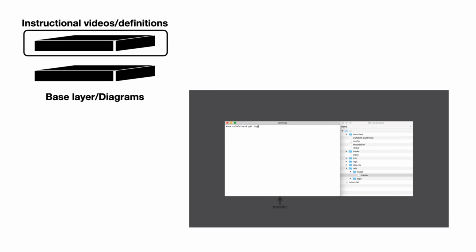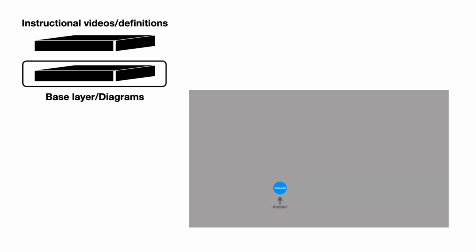We're going to type in git log, and we can see our blue commit with its commit hash, the author, and the message. And we can see that master points to this commit. So now what happens if we make another commit?